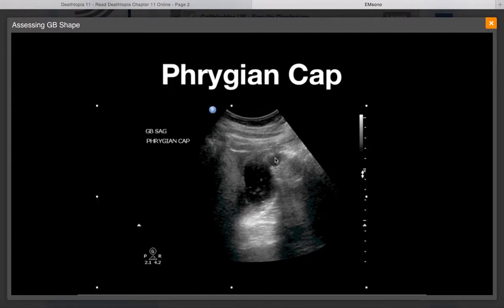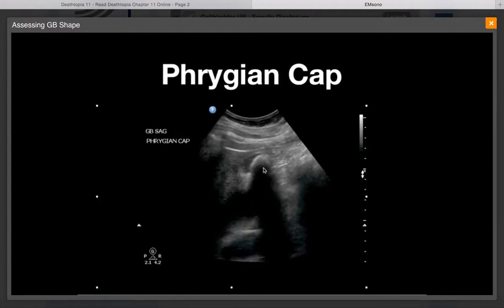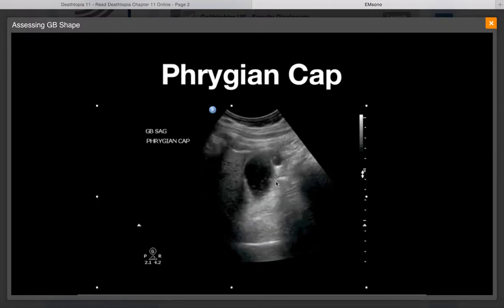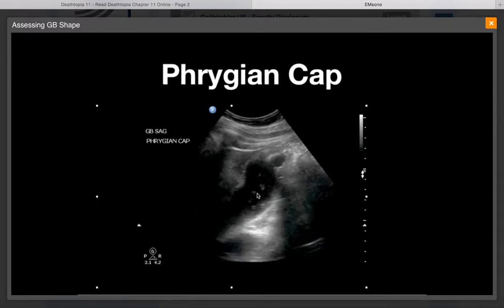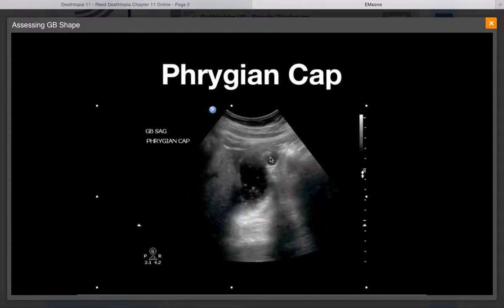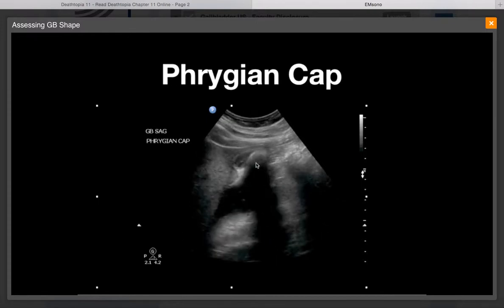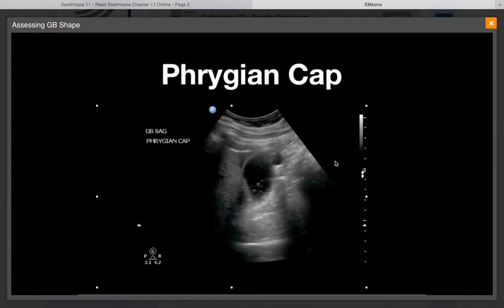In this sagittal video, note the presence of a phrygian cap here. You can see the change in the outer contour of the fundus of the gallbladder. You can also see that there's a stone trapped within this phrygian cap. You can see the clean shadowing posterior to it, but you can see here's the body. Here up by the fundus is the phrygian cap, and there's the large stone trapped within it.